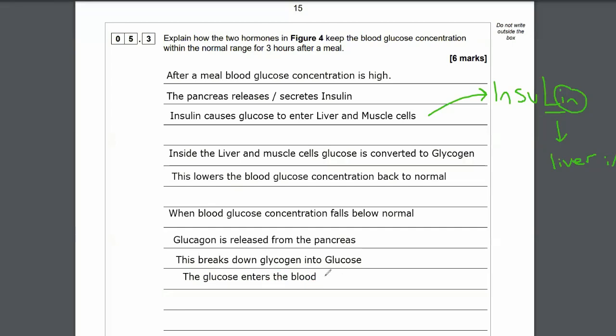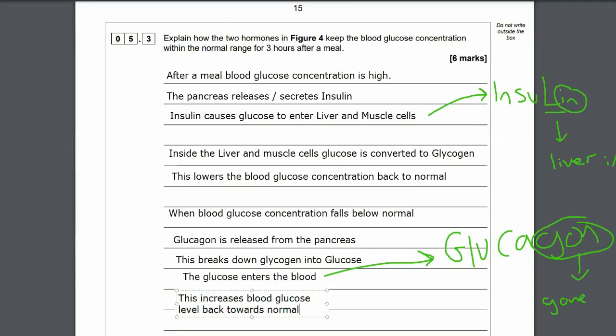Now, another thing here, check out the word glucagon. So I think of the gon at the end of this word as it makes glucose gone from the liver. I know, stupid, but whatever we can do to make it easier to remember. This increases the blood glucose level back to normal.